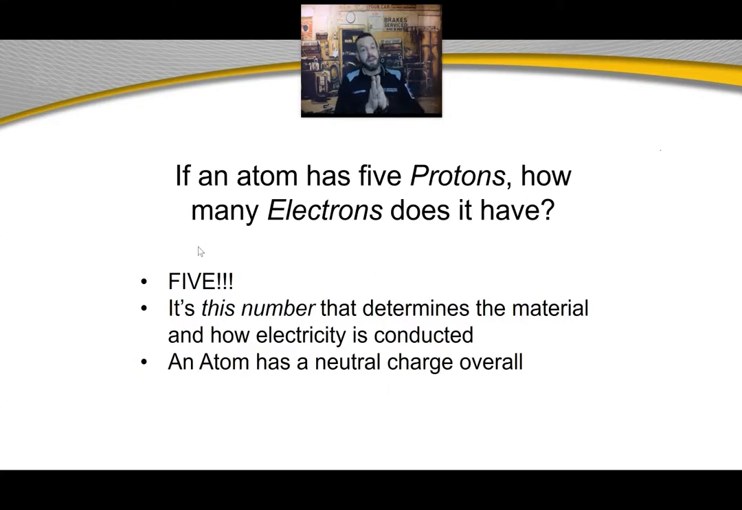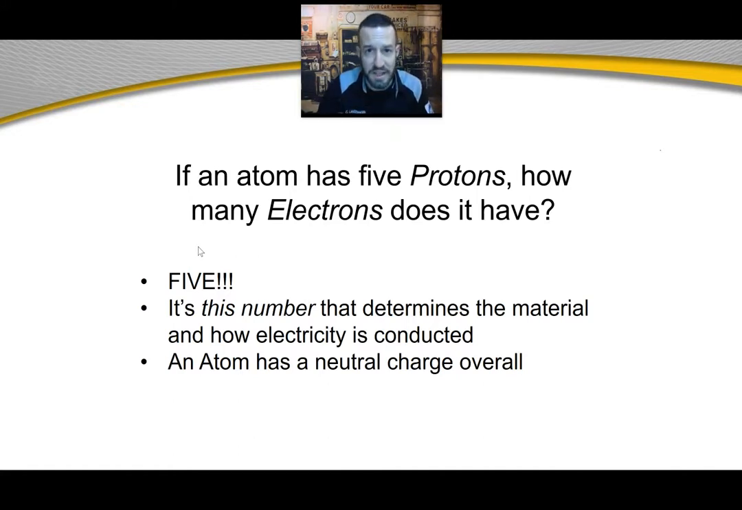If an atom has 5 protons, generally a stable atom has the same number of electrons. You've got 5 protons in there, you've got 5 electrons going around the outside, okay? It's the number of electrons that determines the material and how electricity is conducted. Overall, an atom has a neutral charge. Do you guys know what it's called when it doesn't have a neutral charge? An ion. Okay, that's going to be important here in a second.